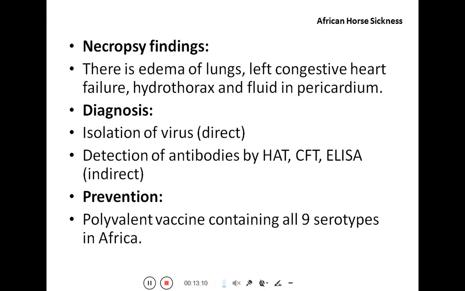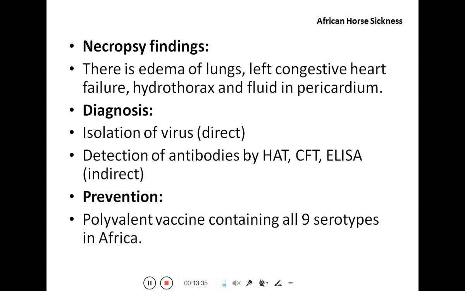Then we have necropsy findings. There is edema of the lungs, left congestive heart failure, hydrothorax, and fluid in the pericardium. For diagnosis of this, we go for the isolation of the virus in a direct test, and detection of antibodies by HAT, CFT, and ELISA.